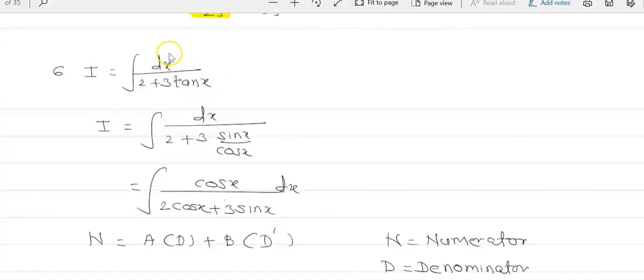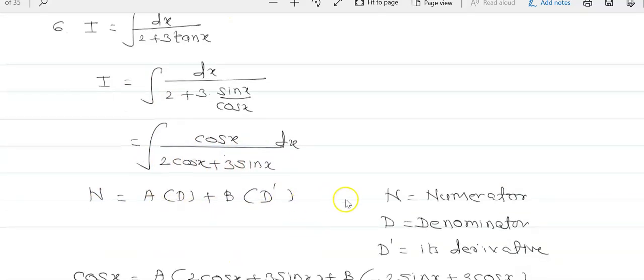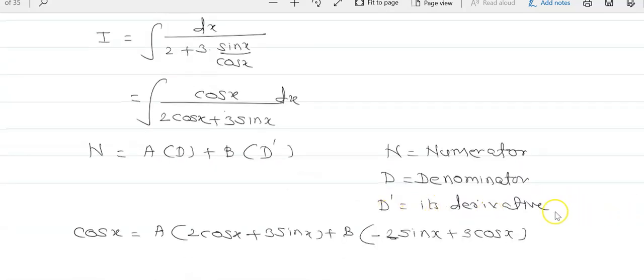I is equals to integral dx upon 2 plus 3 tan x. This tan x can be written as sin x upon cos x. That is, integral cos x upon 2 cos x plus 3 sin x. Numerator is equals to a into denominator plus b into derivative of the denominator. N is the numerator, D is the denominator, and D dash is the derivative.